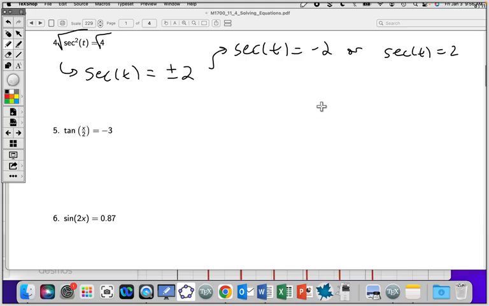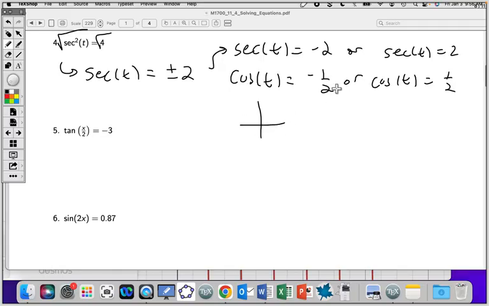And you may not be hip to thinking in secants, so we can turn each of these into cosines. Cosine of t is minus a half, or cosine of t is a half. Right? So now I've got these 2 equations to solve. Both of these are legitimate cosine numbers. They're between negative 1 and 1.